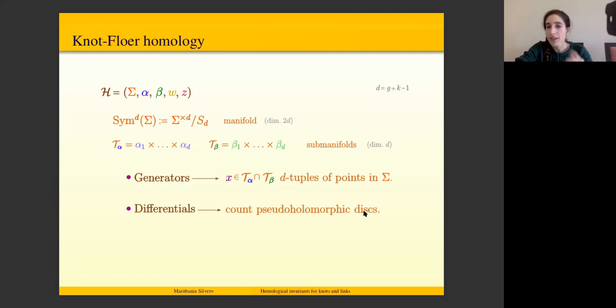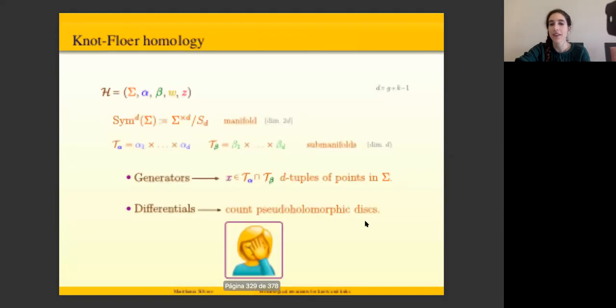Well, you can get some disks and you want to count these pseudo-holomorphic disks, but the problem is that in general we don't have an algorithm to count pseudo-holomorphic disks, and this is quite difficult. You need symplectic topology here, and things go very crazy. So we will see a more combinatorial approach. This is the flavor of how knot Floer homology was defined at first.